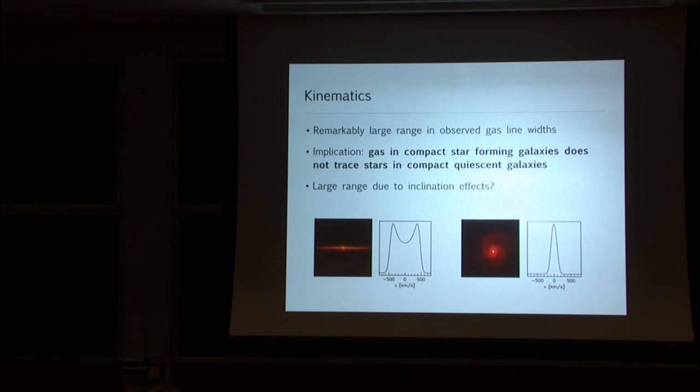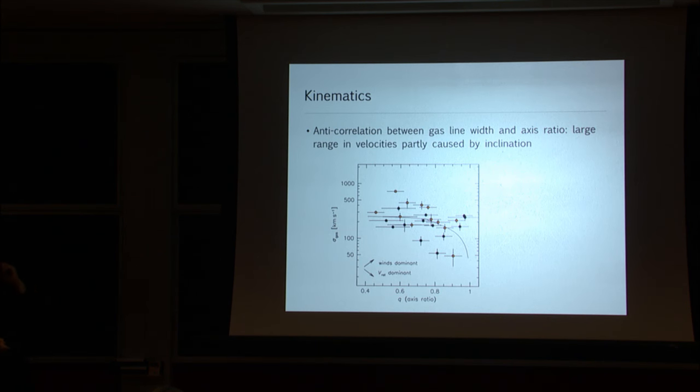Now the first thing you can wonder is, is it inclination? Are we just looking at face-on disks and edge-on galaxies? Is that what causes the large spread? And that's partially actually true, which is nice in itself to see. So this is the observed gas dispersion here versus the axis ratio of the galaxies. And there is a correlation. It's not a very strong one, but there is a significant correlation.